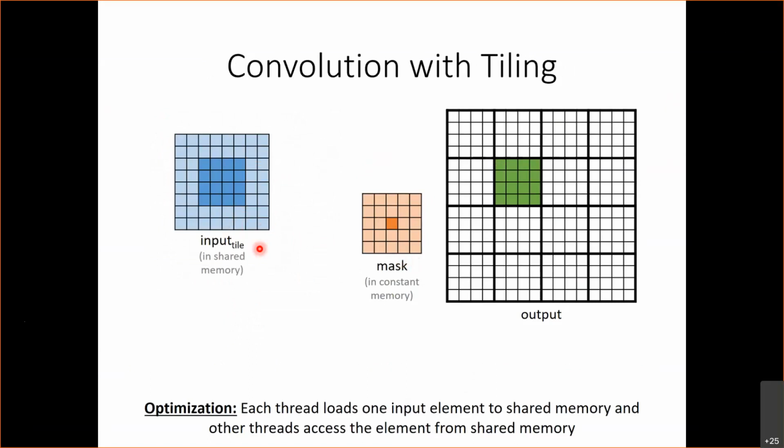Now, as you can tell, there's a slight difference between this tiling and the tiling we saw in tiled matrix multiplication. In matrix multiplication, the input tiles were as large as the output tiles. So every thread was loading one element in each input tile, and every thread was computing one element in the output tile. But in this case, the input tile is actually larger than the output tile.